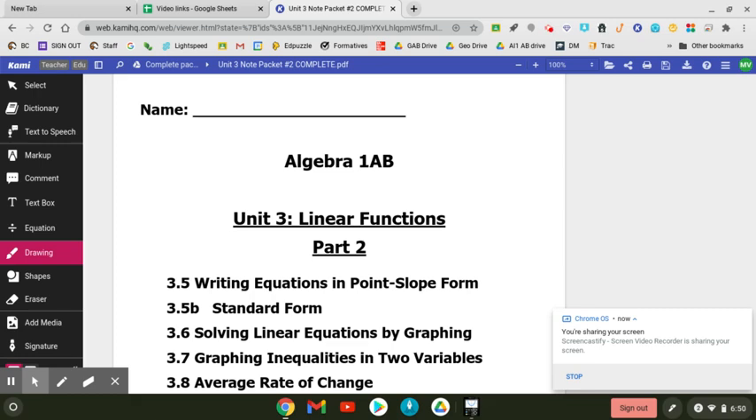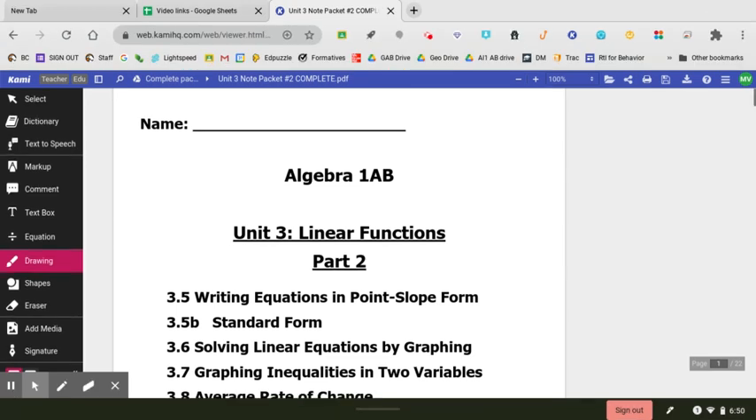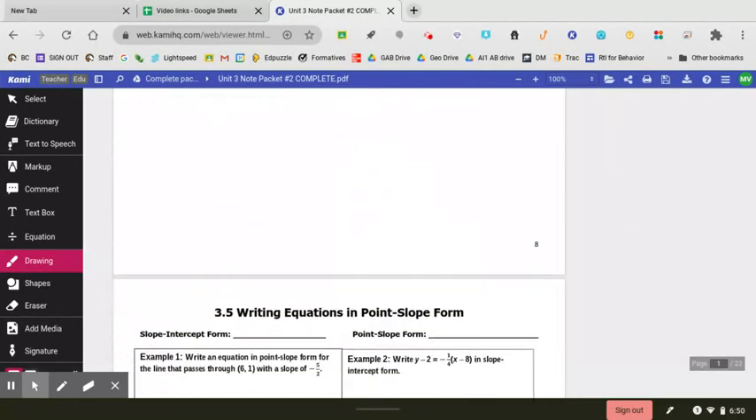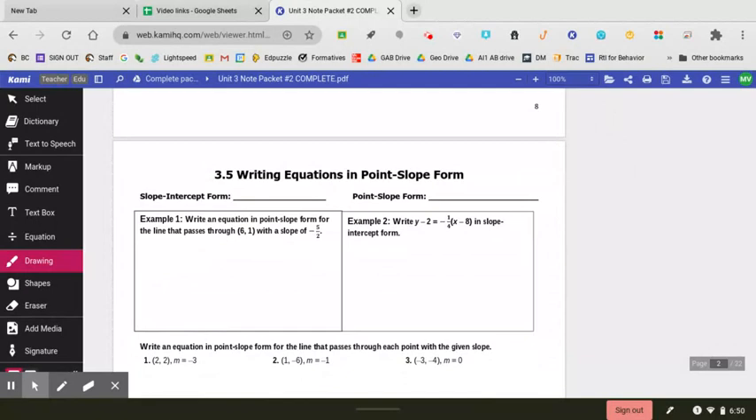Hello everyone. Today we are continuing our study in Unit 3, Linear Functions, and we are going to talk about writing equations in point slope. So we have been writing equations using y equals mx plus b, which is slope-intercept form, but today we're going to study using point slope form. Point slope form is the equation y minus y1 equals m times (x minus x1), where (x1, y1) is a point on the line.